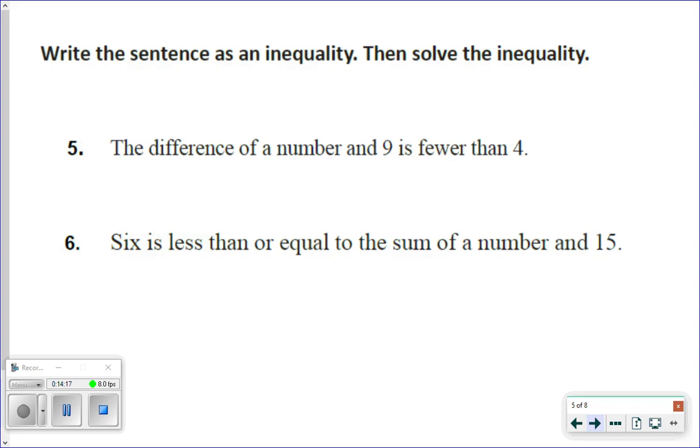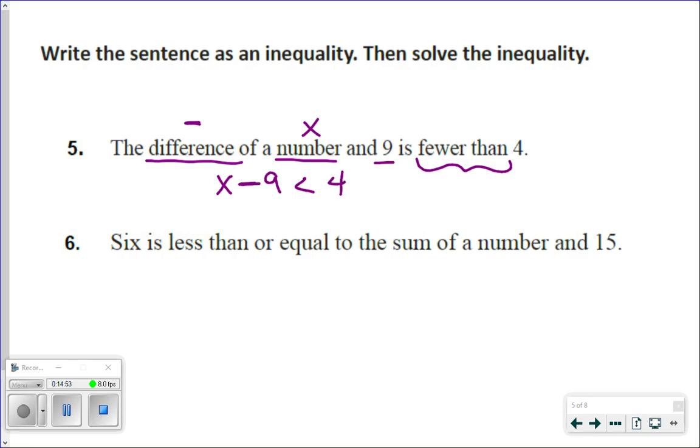So number 5 says the difference, and right away we know this means subtraction, right? So that's subtraction. So the difference of a number, we don't know what that is, so we're going to say x or n, and 9. So the difference between a number and 9, in the same order they gave it to you, is fewer than, so here's our symbol, that means less than 4. So there's our inequality.